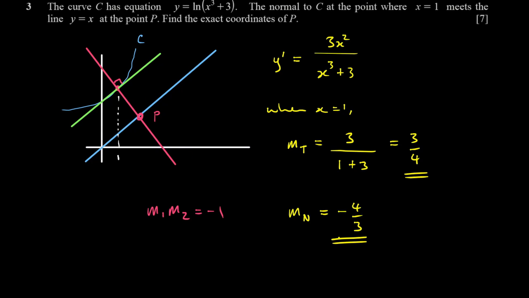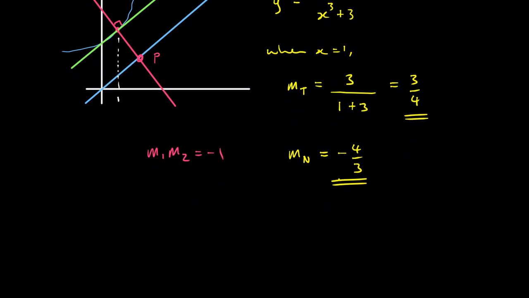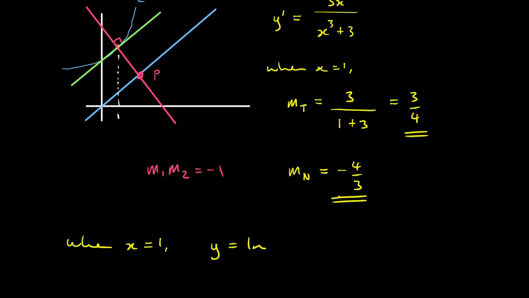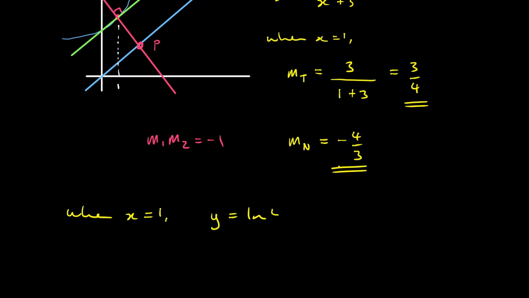Now what we want to do is find the y coordinate of the point. And how are we going to do that? Well, when x is equal to 1, the y coordinate is going to be ln of 1 cubed plus 3, which is going to be ln 4.